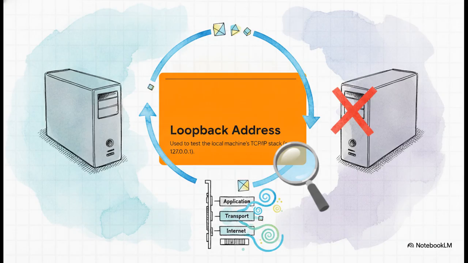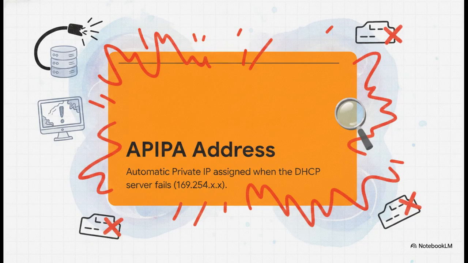Now, on the flip side, if you ever check your IP and it starts with 169.254, you should consider that a huge red flag. This is an APIPA address, which stands for Automatic Private IP Addressing. Basically, Windows automatically assigns this to your machine when it tries to reach the DHCP server, which is the system that hands out IP addresses, but the server just completely fails to respond. It's your computer's way of saying, hey, we have a major network problem here.